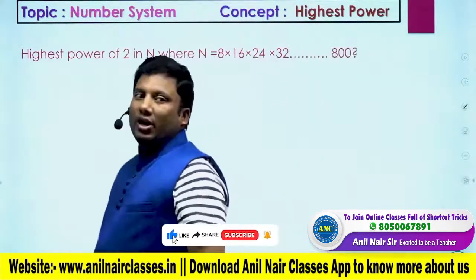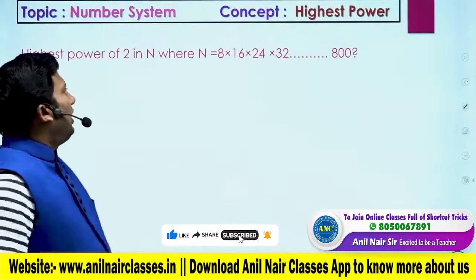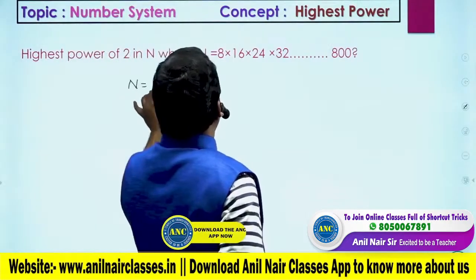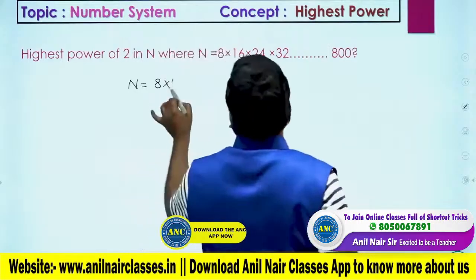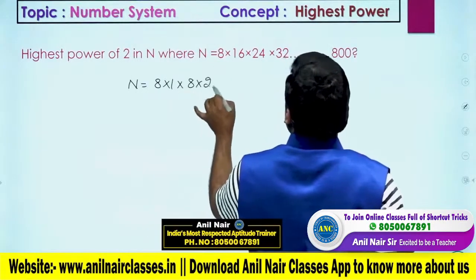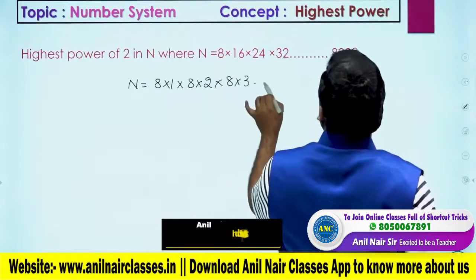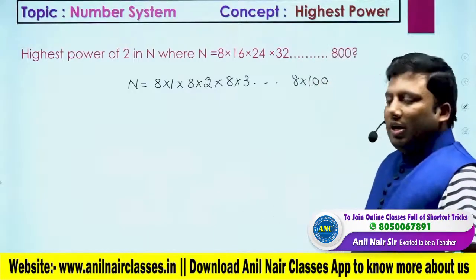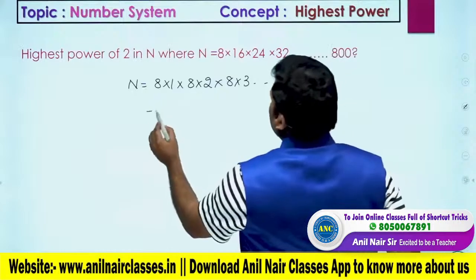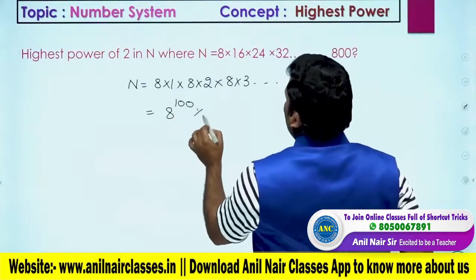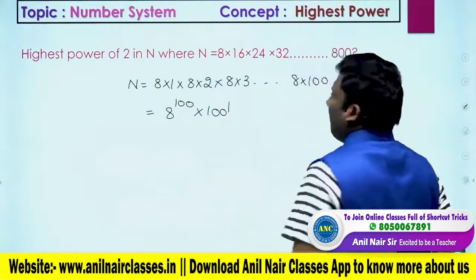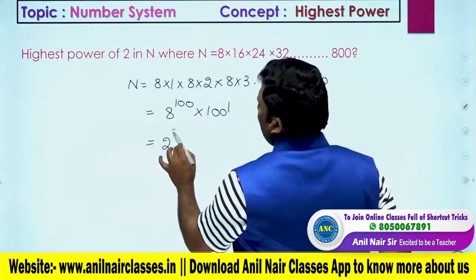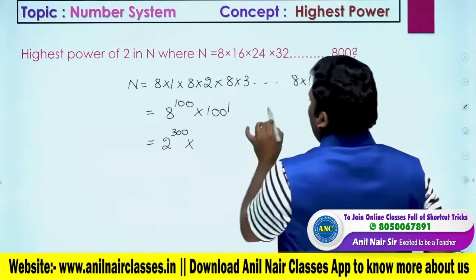We did the same model. Highest power of 2 in n, where n is written as the product of 100 multiples of 8. 8 1s are 8, 8 2s are 16, 8 3s are 24, and 8 100s are 800. 8 is multiplied 100 times. So it is 8 power 100 into 100 factorial. I need the highest power of 2. 8 is 2 cube, so 2 power 300 into 100 factorial.